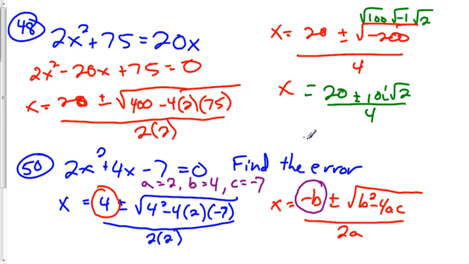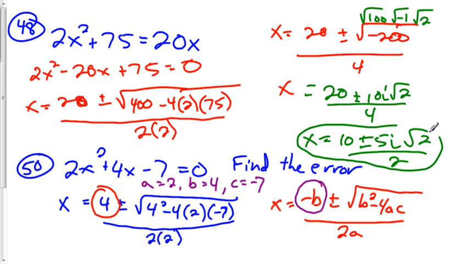And we talked today about how the fact I have a 20, a 10, and a 4. 2 goes into all those. So I'm going to get 10 plus or minus 5i square root of 2 all over 2. And that's going to be our answer. Okay?